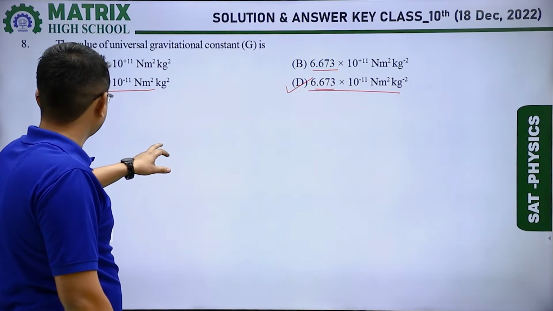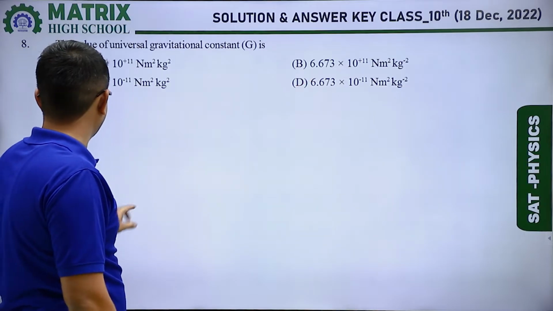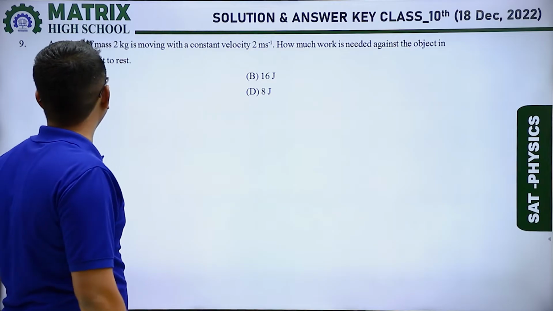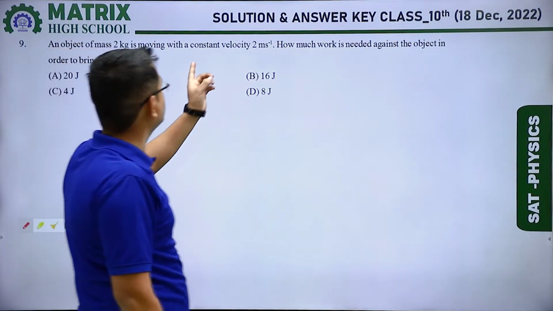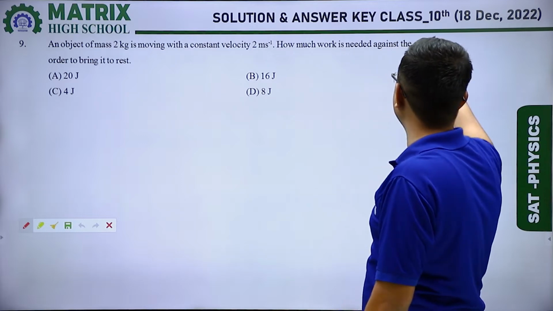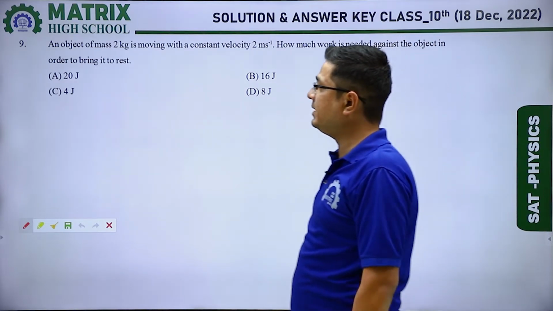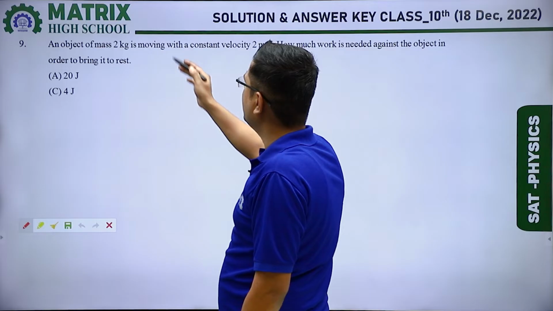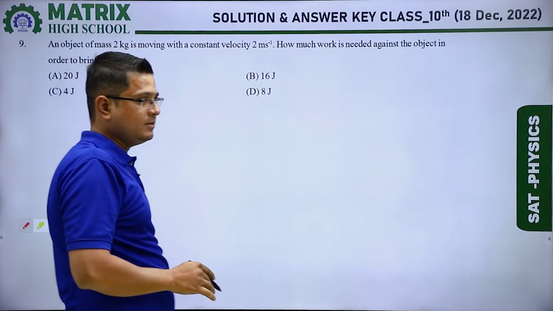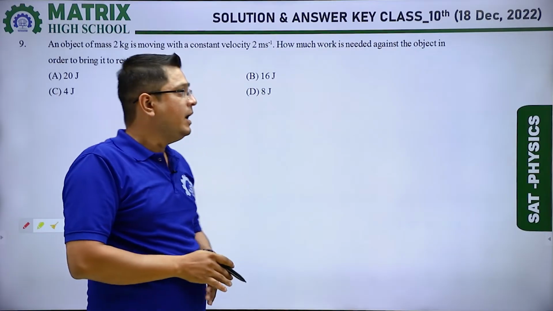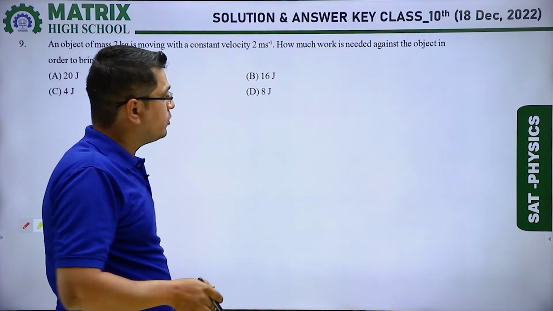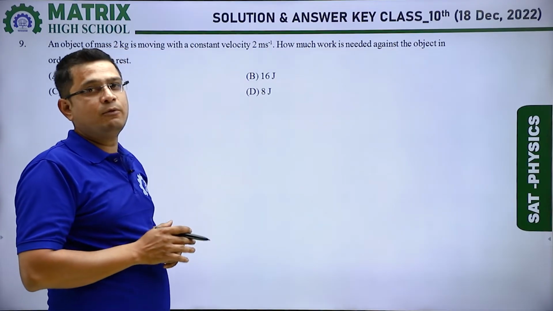Next question, question number 9. An object of mass 2 kg is moving with a constant velocity of 2 meter per second. How much work is needed against the object in order to bring it to rest? So a body of 2 kg mass is moving with the initial velocity 2 meter per second. We want to stop that body, and we want to calculate how much work we will do to stop that body. So in this question, we will use the concept of the work energy theorem.